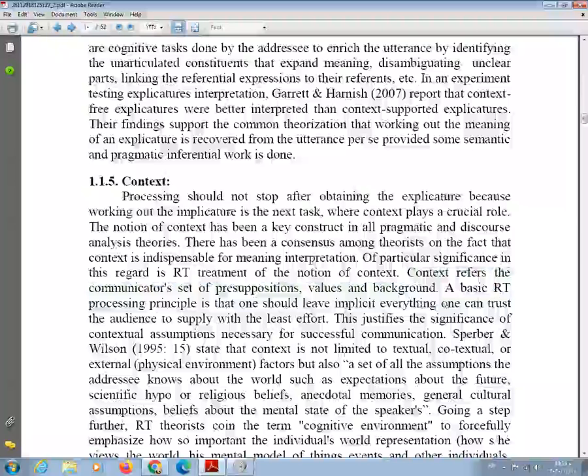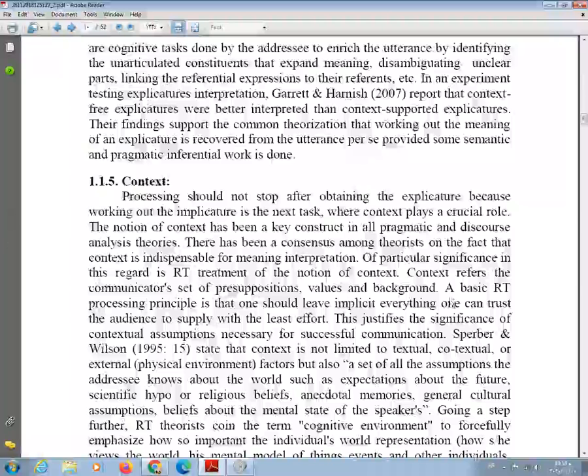Context, as Van Dijk said, is not out there. Context is in here, and he pointed to his head. Context is something cognitive. Let's go. Context refers to the communicator's set of presuppositions. Communicators here doesn't mean only the speaker alone or the listener alone, no, both. Context refers to the communicator's set of presuppositions, values, and background.